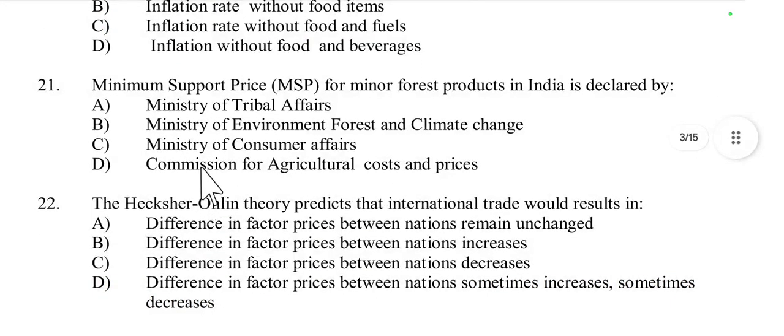Then question number 21, minimum support price MSP for minor forest product in India is declared by Ministry of Tribal Affairs, because it is related with forest product, so it is related with Ministry of Tribal Affairs.